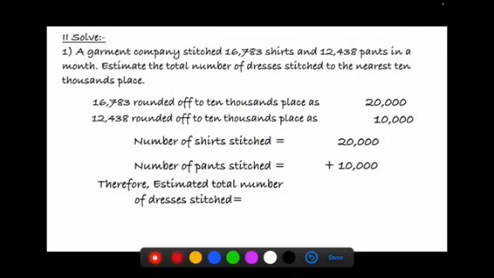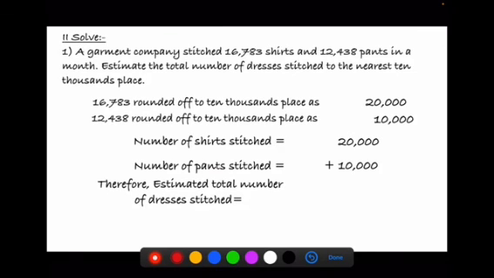Now working out verbal problems also in a similar manner. Children, first understand the problem, then you can always calculate by segmenting it into different parts. Now for the first statement problem or verbal problem, a garment company stitched 16,783 shirts and 12,438 pants in a month. Estimate the total number of dresses stitched to the nearest 10,000th place.